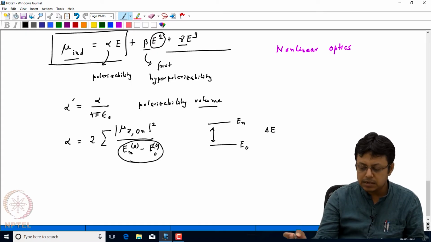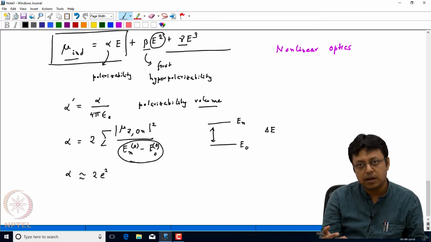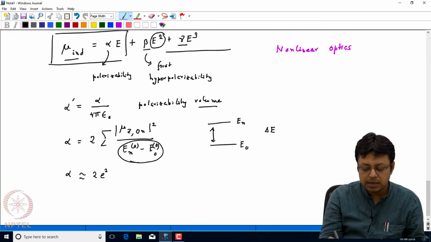So, I am just replacing it as delta E, and the mu you can think of as some charge distribution times the distance. So, overall this alpha you can approximate to be something like this: if you think that each atom has some charge, which is the fundamental electronic charge, which I am writing as e, it is e square R square divided by delta E.